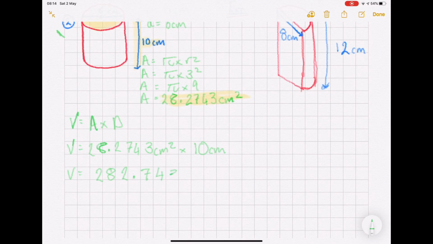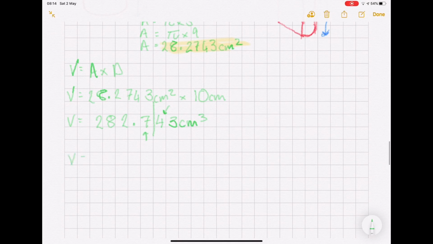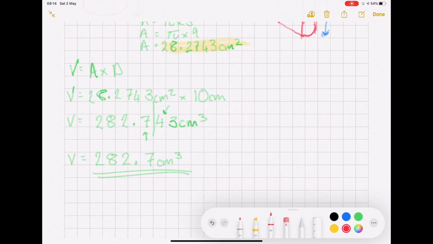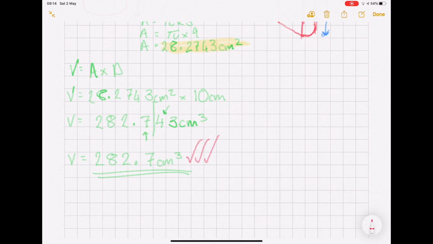0.743 centimetres cubed. Let's go to one decimal place, so we cut it off here. We see if that number's larger than 5, if 5 or larger. If it's not, then we keep this number the same. So our final answer is 282.7 centimetres cubed. That's our final answer. Fantastic if you got that. Well done. Give yourself some ticks like that.